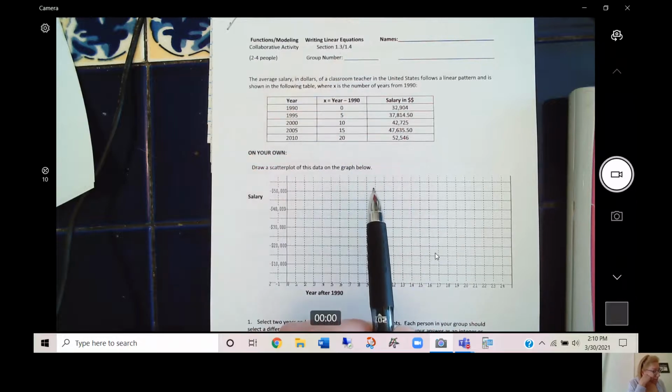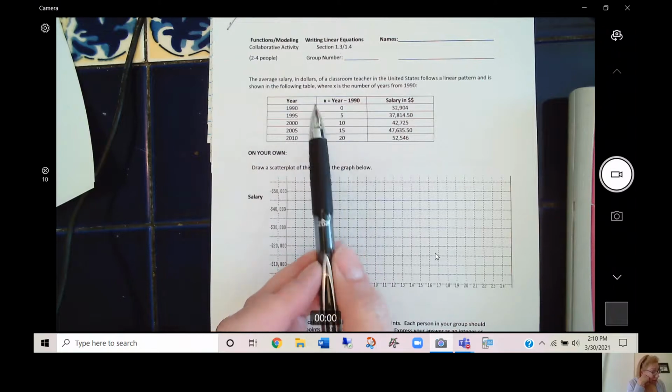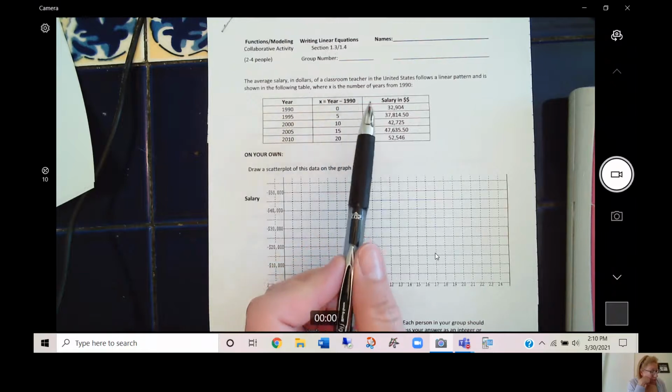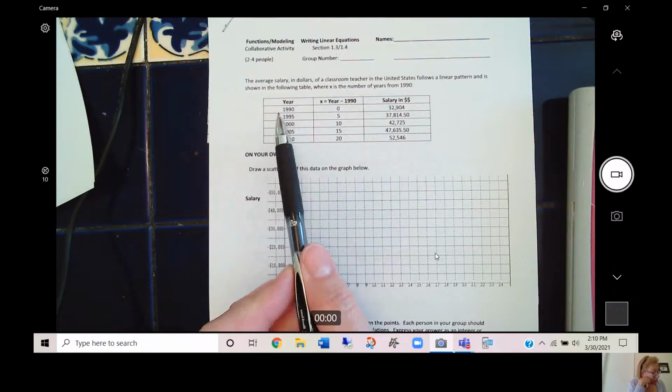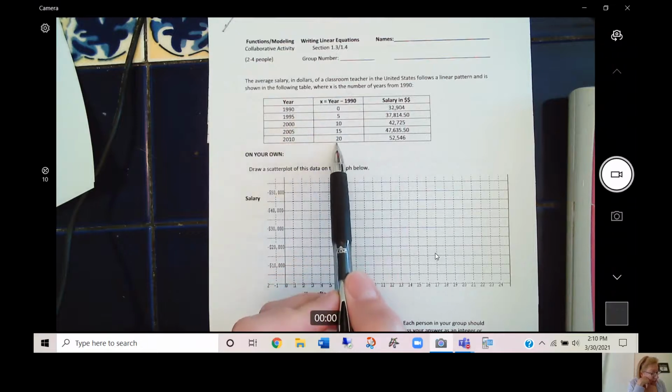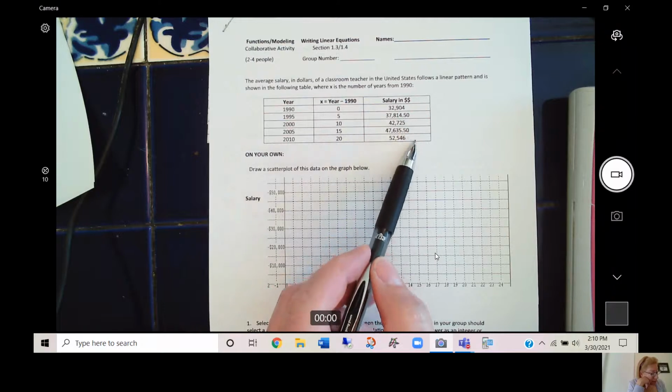Okay, so what we have here is a table showing the average salary in dollars of a classroom teacher in the United States. It follows a linear pattern, and it's shown in the following table where X is the number of years from 1990. And then, of course, this would be your outputs, the salary.